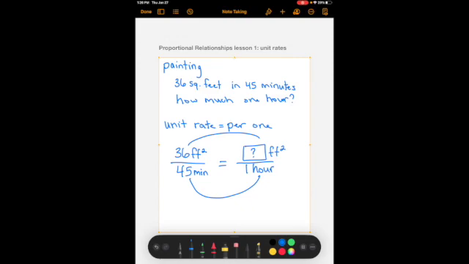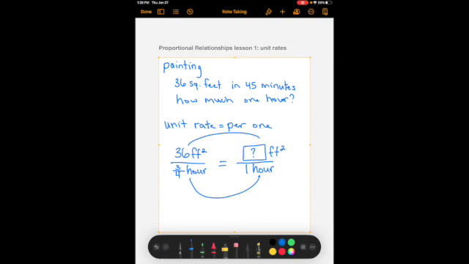Well, we're going to keep the 1 hour, but we're going to change 45 minutes to be represented as a fraction of an hour. So I know that 15 minutes is 1/4 of an hour. And I also know that 15 minutes 3 times equals 45 minutes. So therefore, 45 minutes is 3/4 of an hour.